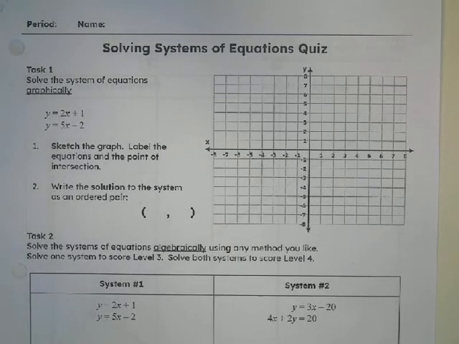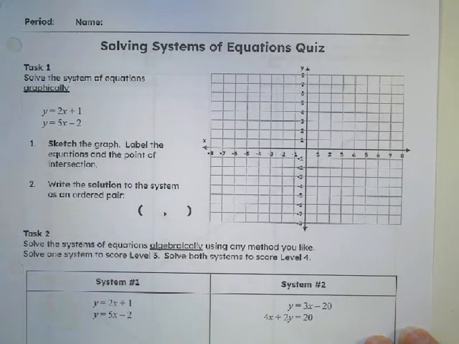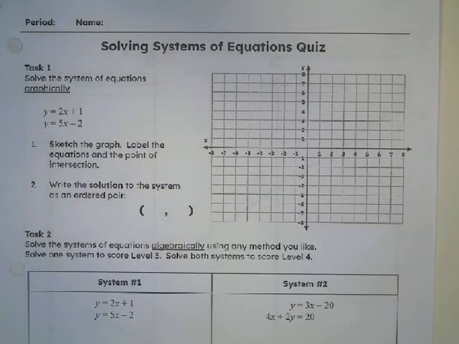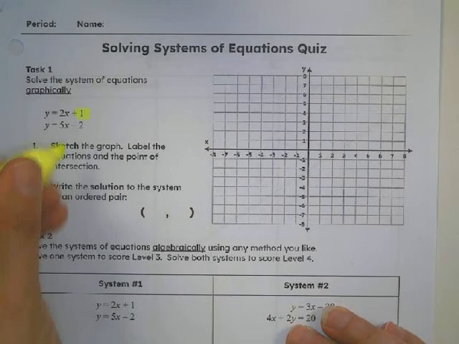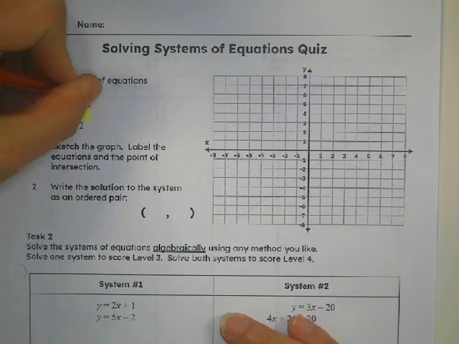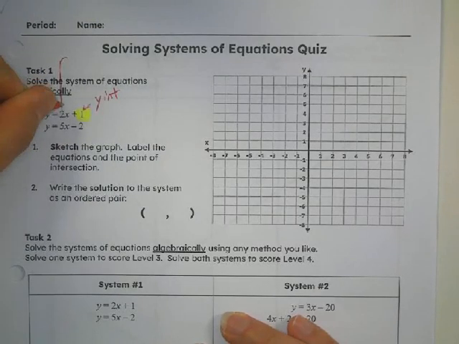Okay, we are going to make quiz corrections for the Solving Systems of Equations quiz. The first thing I'm going to do is graph each line. This first number here is our y-intercept, and the second number here is our slope.